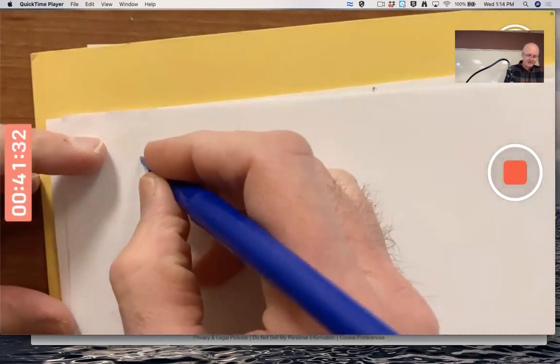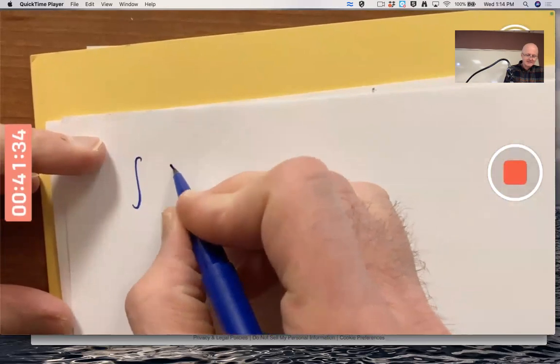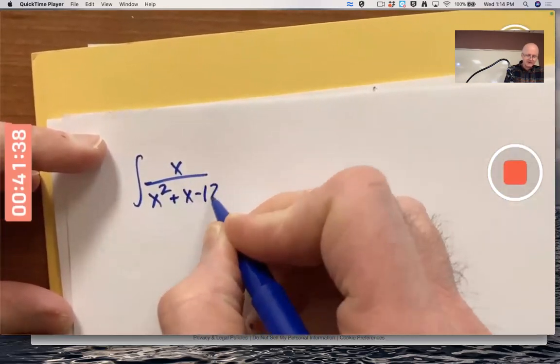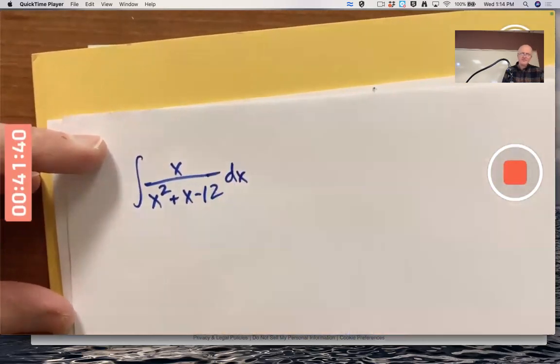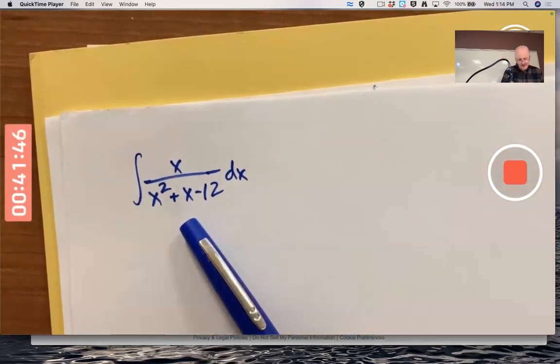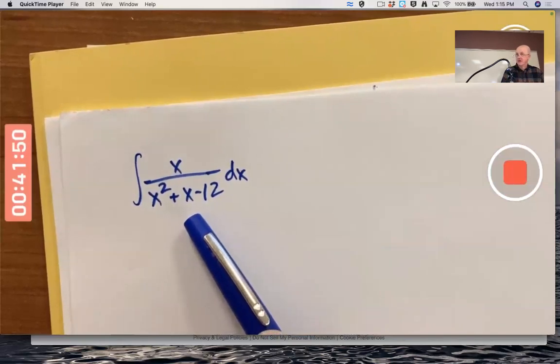So here's a problem of a type you should be able to do for the gateway. Integrate x over x squared plus x minus 12. This is an integral of what's called a rational function. Notice there's no square roots now. This is a simpler kind of function. It's a ratio of two polynomials called a rational function.